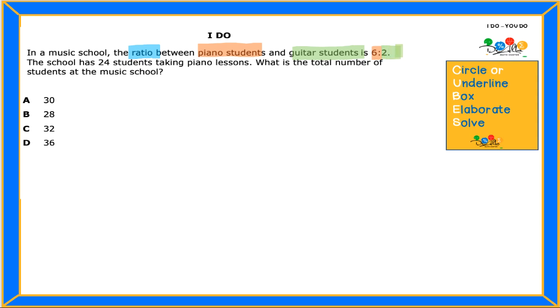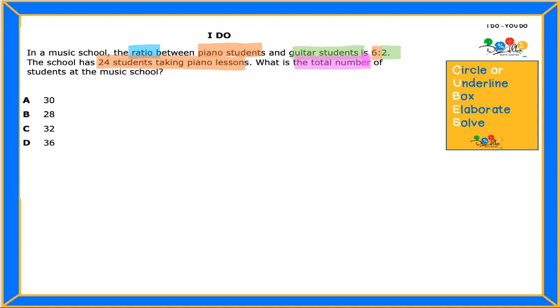Now, the school has 24 students taking piano lessons, and we're using orange for that. Now they're asking what is the total number of students at the music school. Okay, so now they want to know something different. Notice that we talk about piano, guitar, and then piano again. Okay, so this is something different. So I'm going to be using another color.